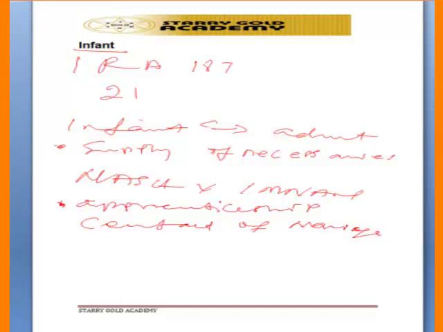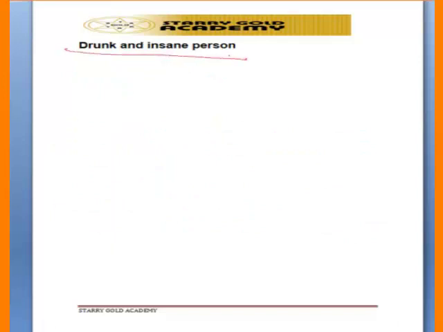Also, we have the case of a drunk and insane person. An insane person does not have contractual capacity, except during what we call a lucid period. If a drunk or insane person enters into a contract in a lucid period, that is the period where a drunk person may be said to comprehend what he is doing, then that insane or drunk person will be liable. But where a drunk or insane person enters into a contract during the time of insanity or drunkenness, then such a person will not have contractual capacity.